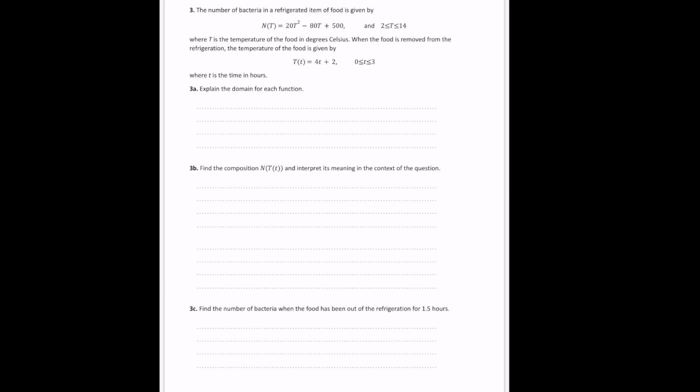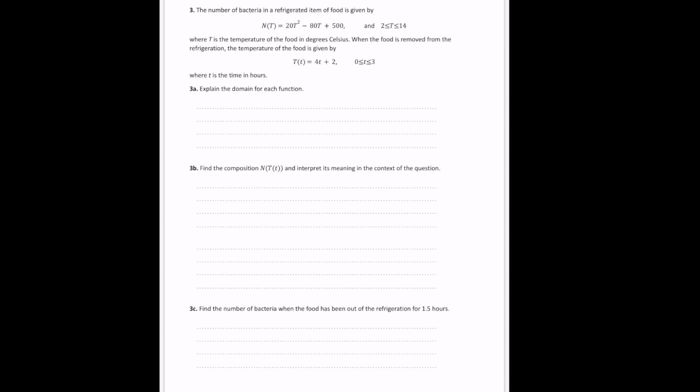So this question's using two different functions that embed into each other. The first one is looking at the amount of bacteria in the food, for the temperature that the food is currently at. So T is the temperature of the food. And to find the temperature of the food, we can use this second function, which is telling us, for how long it's been taken out of the fridge, what the temperature of the food will then be.